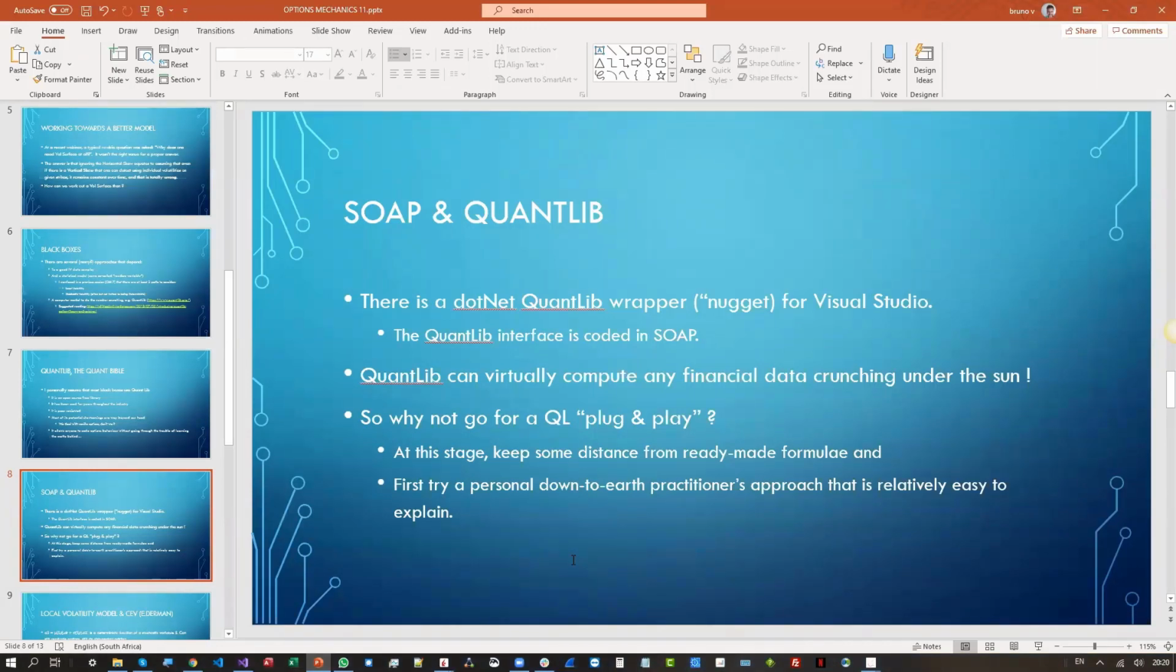The good thing is that when you start playing with QuantLib, you can model bonds, portfolio analysis. I mean, it's endless. Yeah. So as I said, at this point, my own approach was that I wanted to do something I totally control and understand.